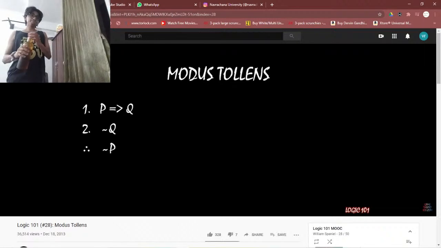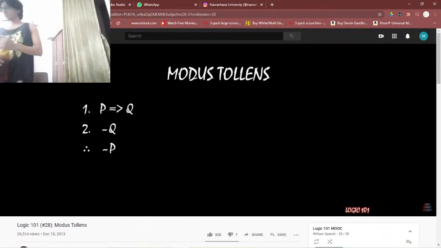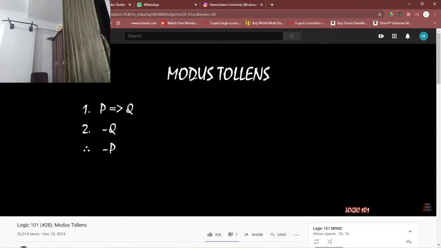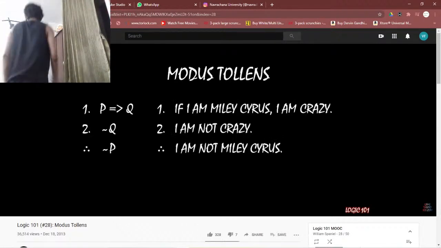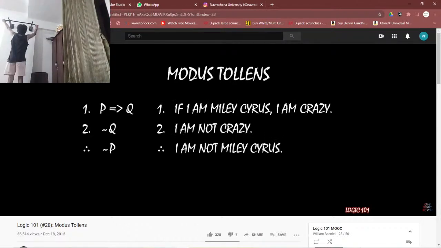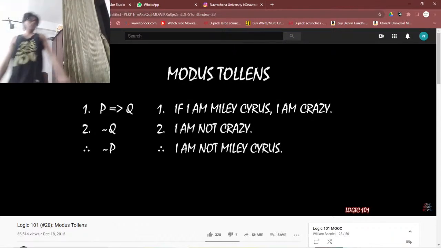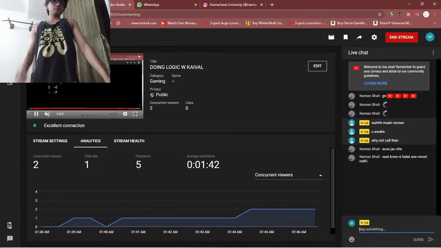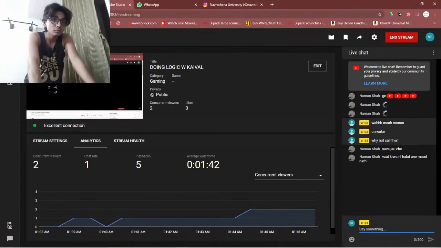And we can see how this works using the examples that we talked about last time with modus ponens. So for example, suppose you have the 2 premises, if I am Miley Cyrus, I am crazy. And instead of having the affirmation of the antecedent, we have the negation of the consequent. So for the second premise, we have I am not crazy. Well, if I'm Miley Cyrus, then I'm crazy. If I'm not crazy, then I can't possibly be Miley Cyrus. So those two premises, through modus tollens, allow us to conclude that I am not Miley Cyrus.